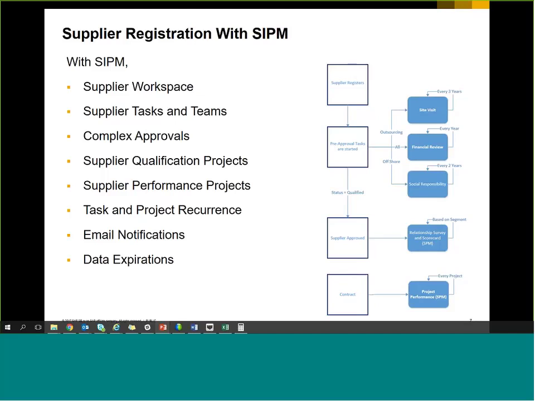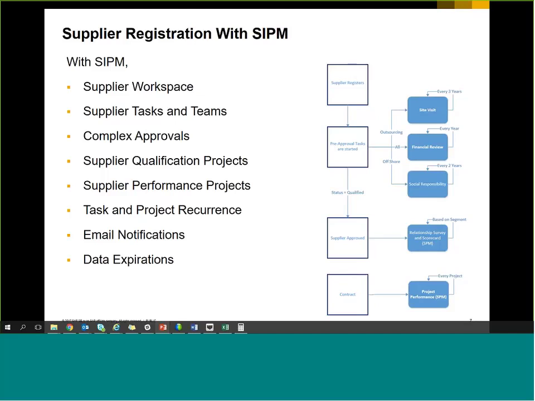Then also with SIPM, there are supplier performance projects. That doesn't have a whole lot to do with the registration process. This is more about measuring their performance once they've registered on the site and once they've been approved. So that would be after the registration process that you have those SPM projects. Same with the task and project recurrence. Those are all related to managing the supplier afterwards, not so much towards the registration.